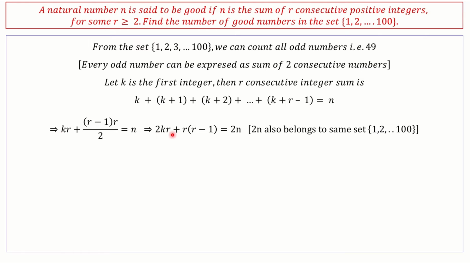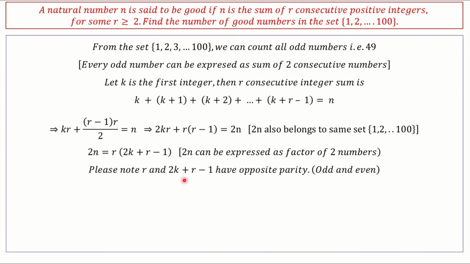Take 2 to the other side: 2kr plus r into r minus 1 equals 2n, right? Now 2n equals, if I take r as common, r into 2k plus r minus 1. Now here 2n can be expressed as a product of two factors. It's an even number, and it is a product of two numbers, obviously, right?